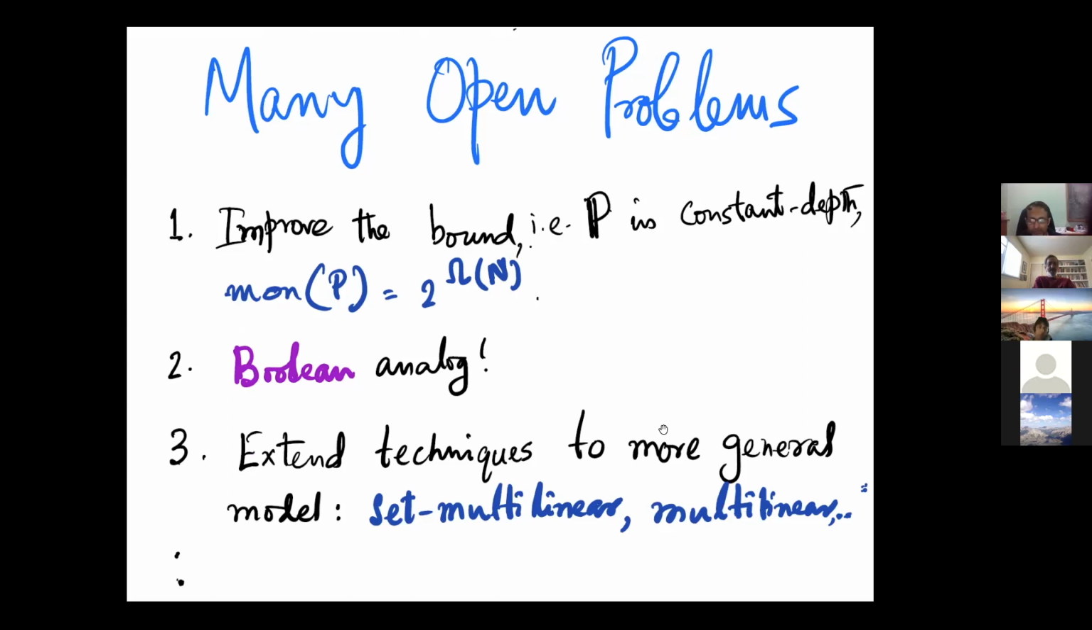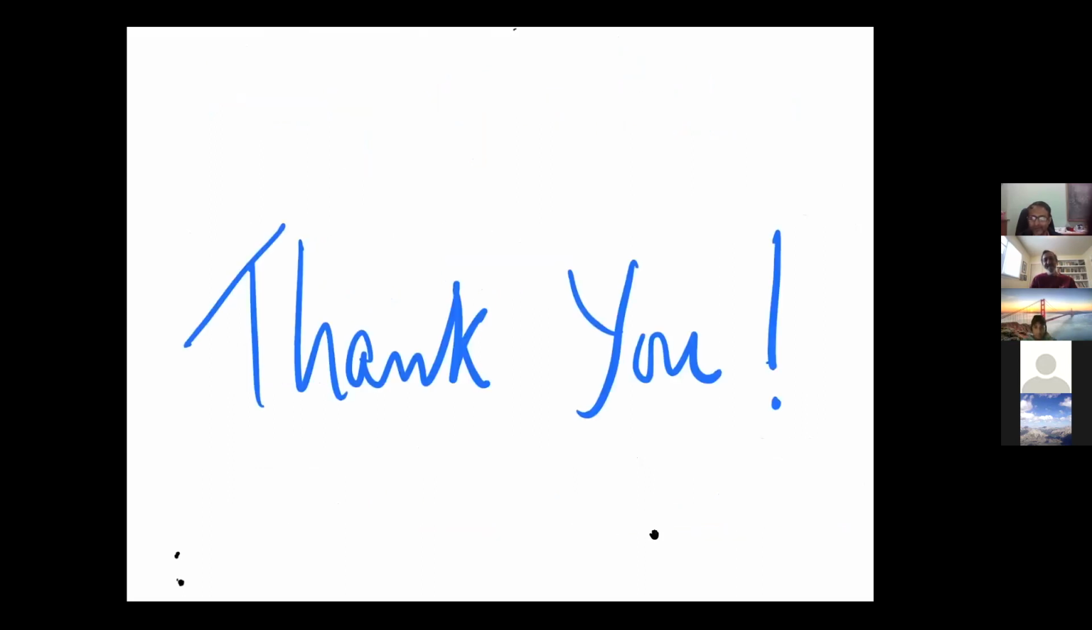There's some optimism, you can ask me offline, that these techniques might extend to more general models, not just monotone models, at least to the set multilinear, which is already as powerful as a non-commutative model. So if you can prove lower bounds on the set multilinear model, that would already imply general non-commutative lower bounds. So it would be very good, and even better if you can prove it in the multilinear model. And I'm optimistic that communication complexity theoretic techniques would be useful here. Thanks for your attention.